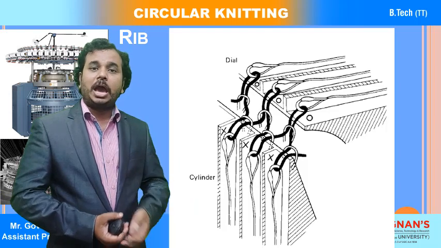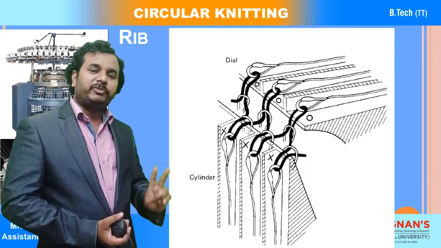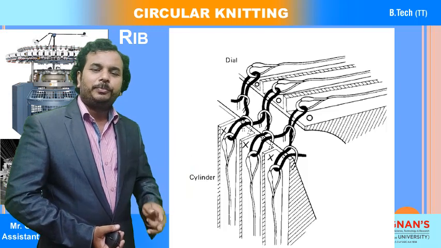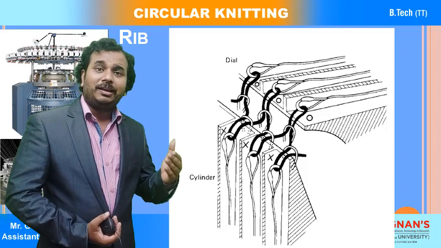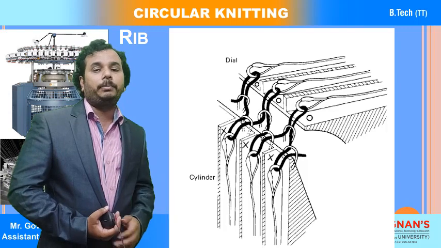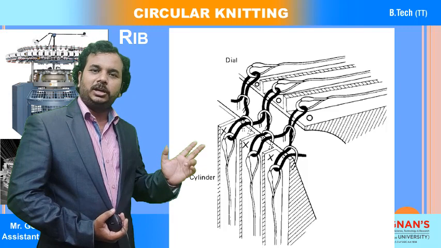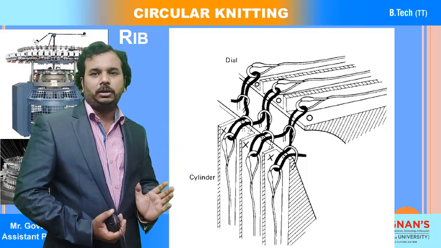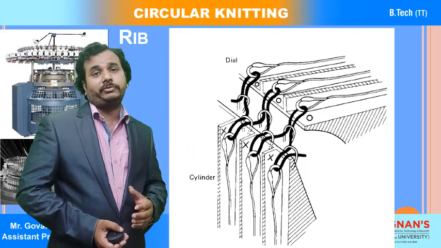In these categories, the fabric will appear in the same manner from the face side to the back side. If you have 2 into 1 rib, you are producing 2 face loops from the cylinder and 1 loop from the back. So you are leaving 1 needle so that you are able to produce the 2 into 1 rib kind of structure: 2 from cylinder, 1 from dial, or 2 from dial, 1 from cylinder. By the usage of the needles, you can produce the rib kind of structures.